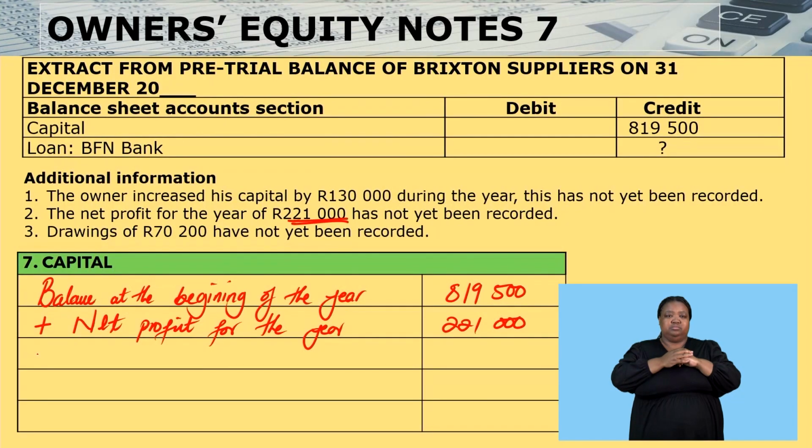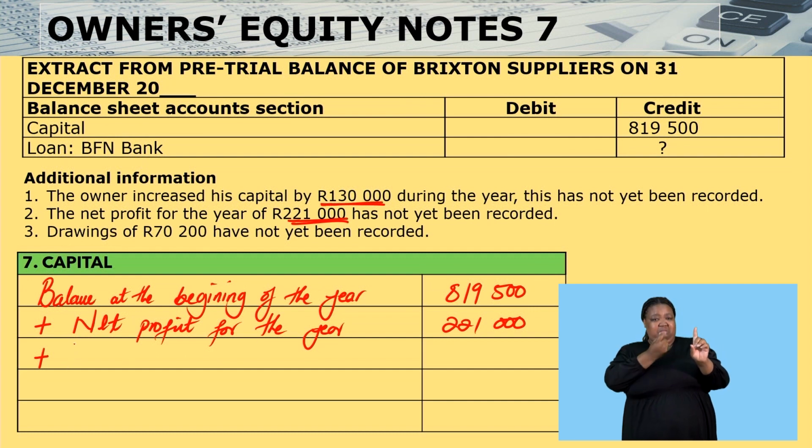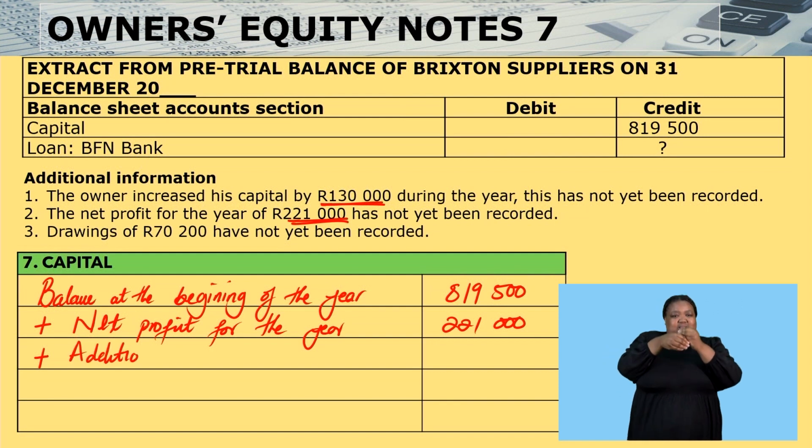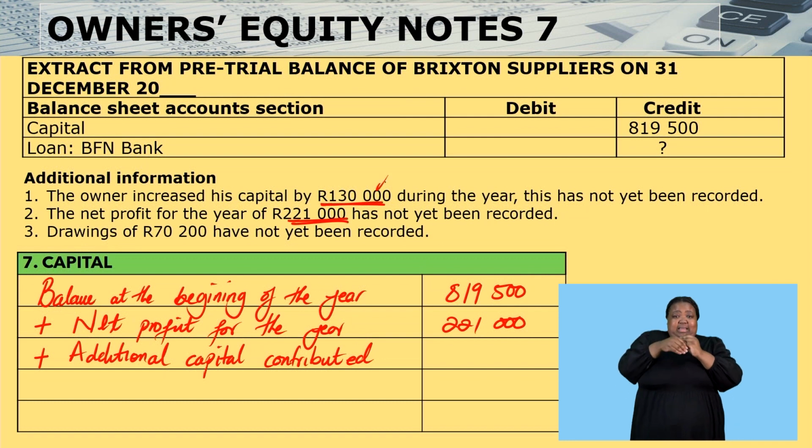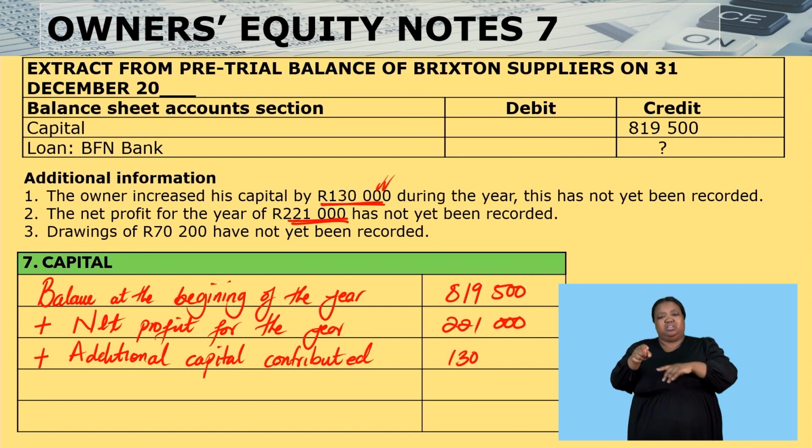And then I would consider if the owner has contributed more capital. It says the owner increased his capital by 130,000 during the year. So I'll come and say additional capital contributed. And my additional capital contributed is 130,000. There it is. So very important that my additional capital, I add it. So I'm adding this 130,000.